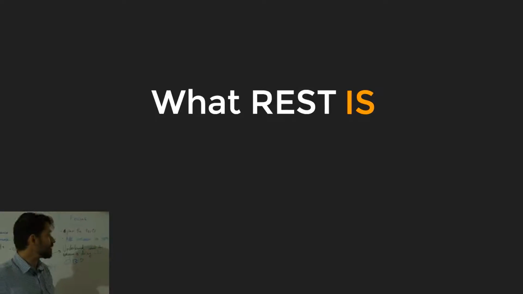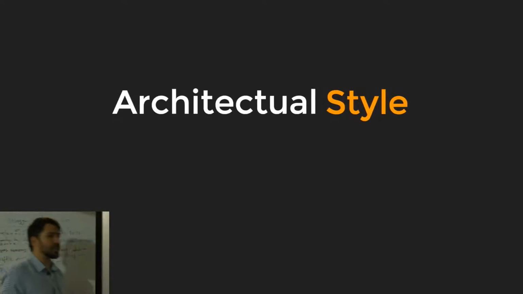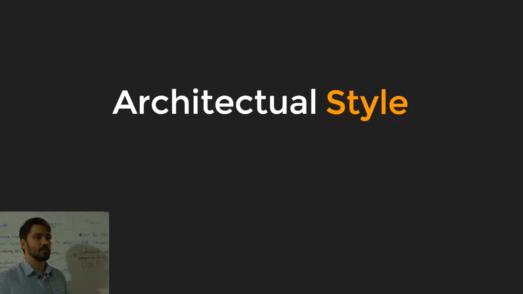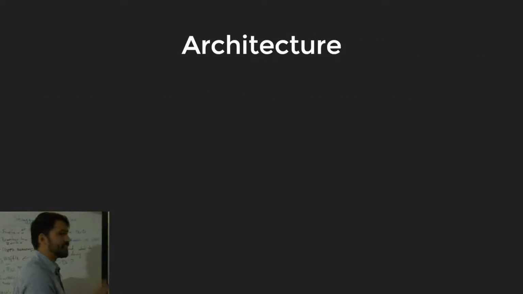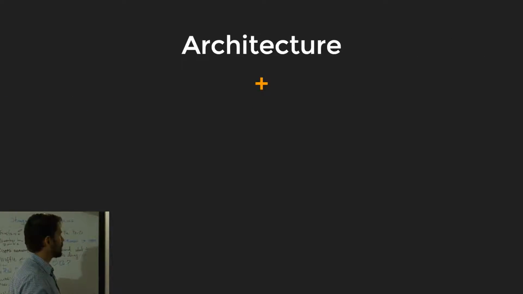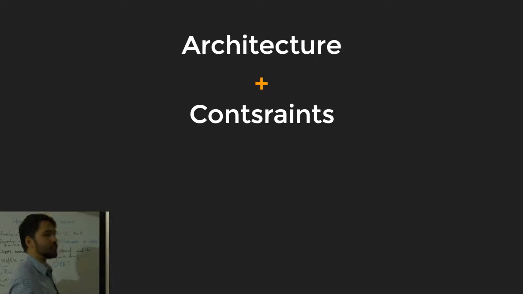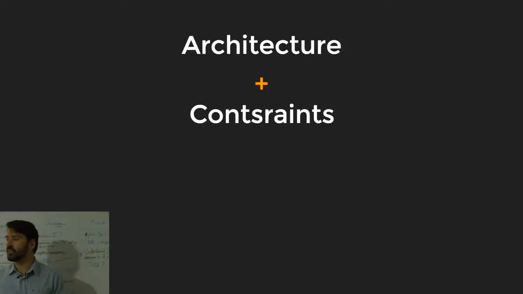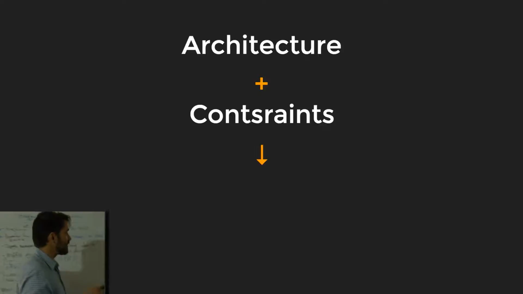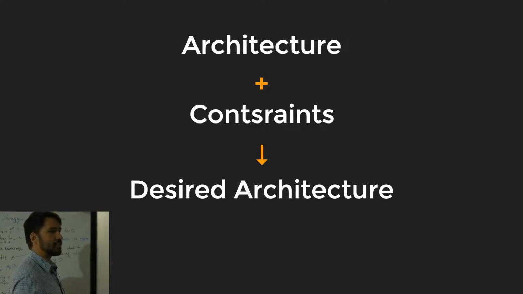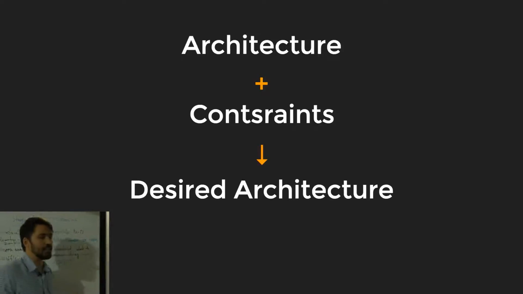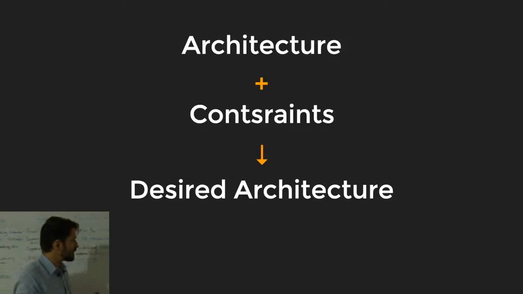So what is REST? REST is an architectural style. OK, but what is an architectural style? An architectural style is the architecture plus a set of constraints applied to the architecture to result in a desired architecture. When we have the desired architecture, we have an optimized system for the common use cases.